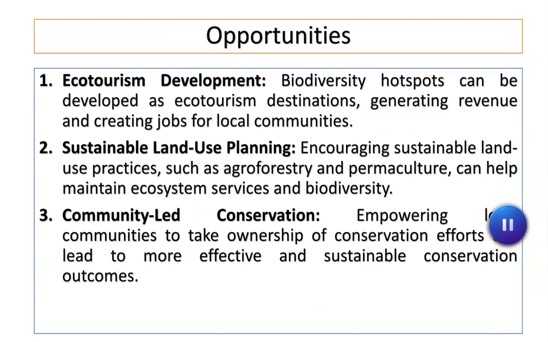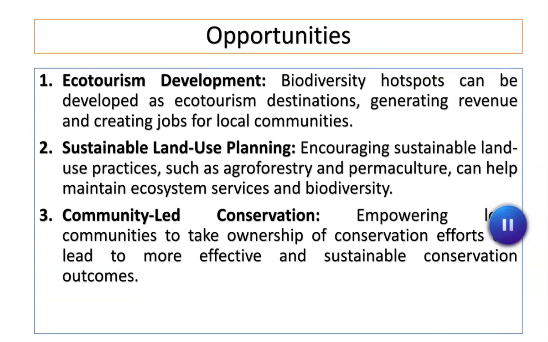The second opportunity is sustainable land use planning. Encouraging sustainable land use practices such as agroforestry and permaculture can help maintain ecosystem services and biodiversity. Instead of simply cutting the trees, if orchards, meaning trees of fruits, are planted, obviously they result in good income as well as saving or protecting the environment.